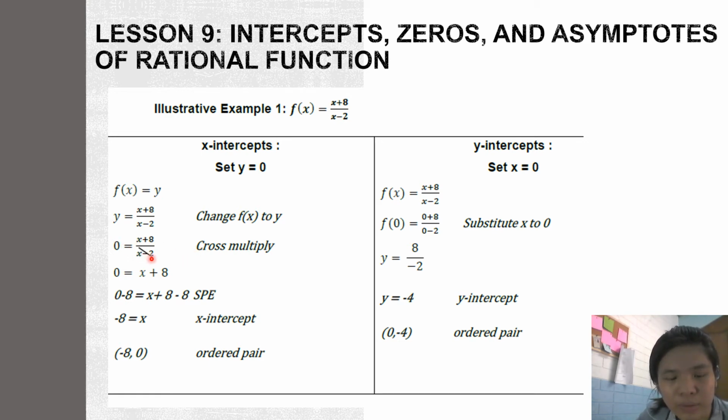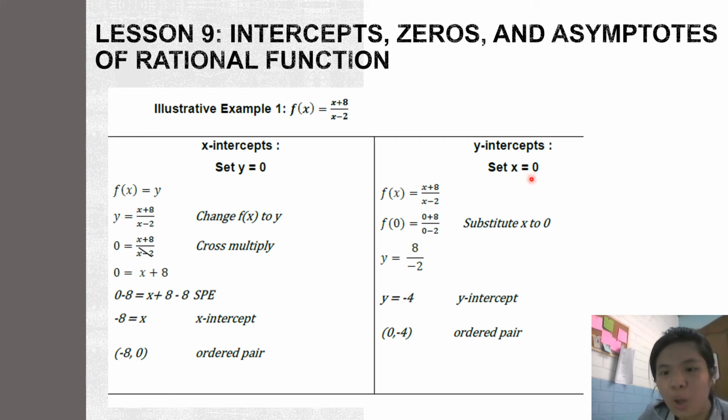0 times x minus 2 is 0. So, yung sa denominator ng 0 is 1. So, 1 times x plus 8 is x plus 8. And then, we transpose or use the subtraction property of equality if you want. We subtract both sides by 8. So, 0 minus 8 is negative 8. And x plus 8 minus 8 is x. Therefore, this is the x-intercept. X is equal to negative 8. How about its ordered pair? So, it is negative 8, 0. So, that is the x-intercept. How about the y-intercept?